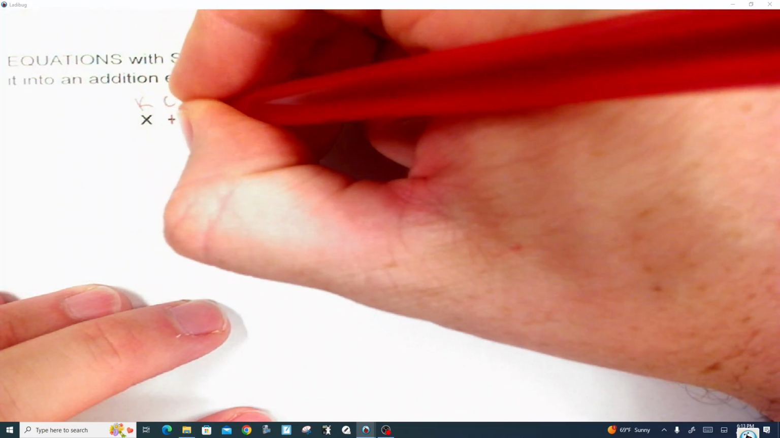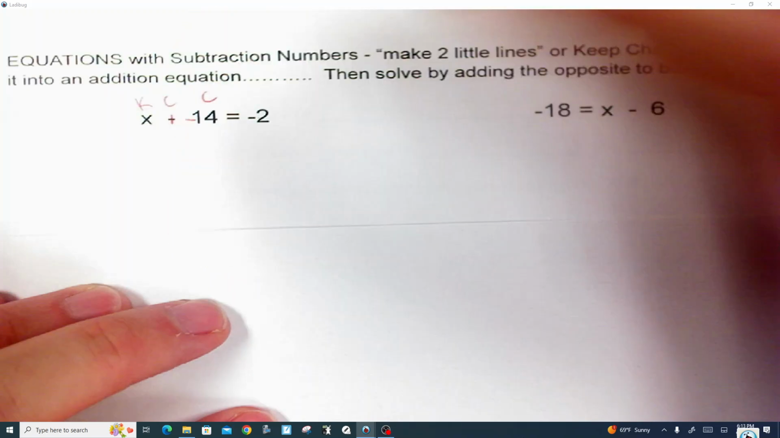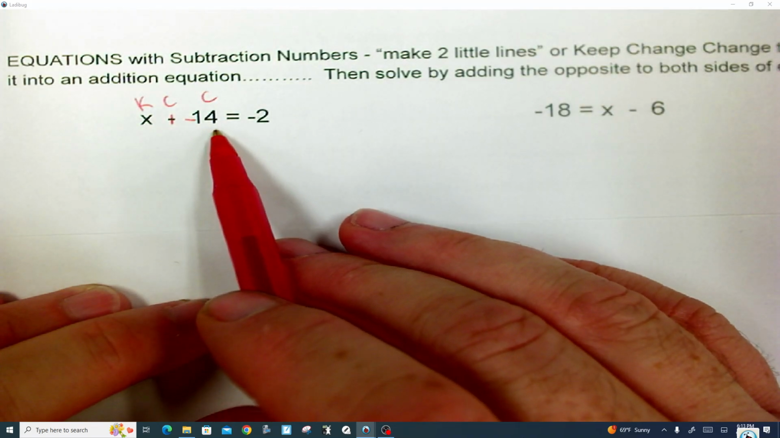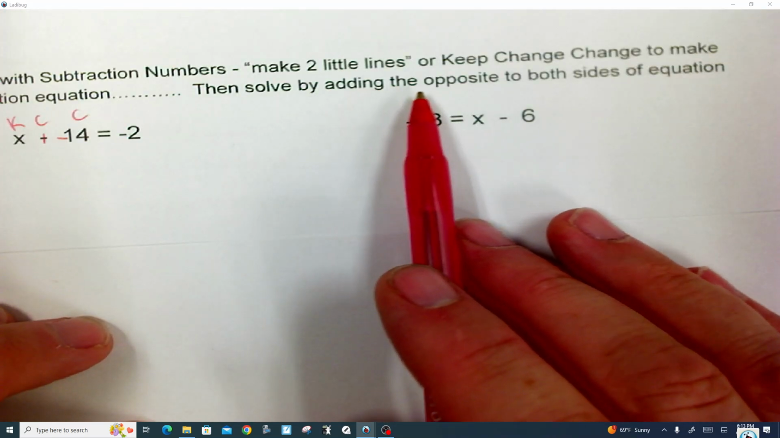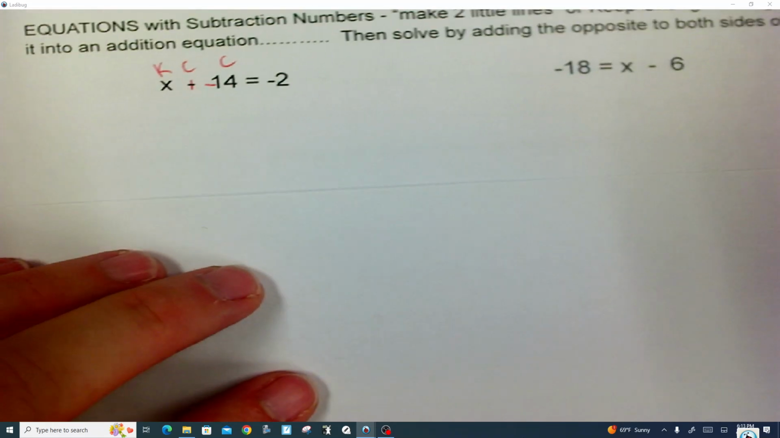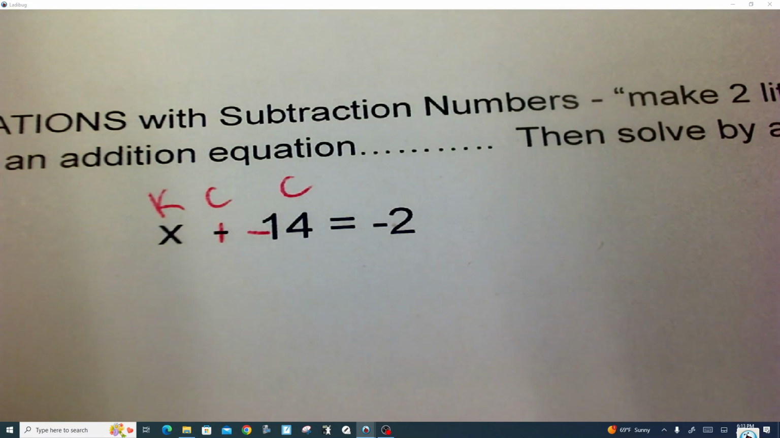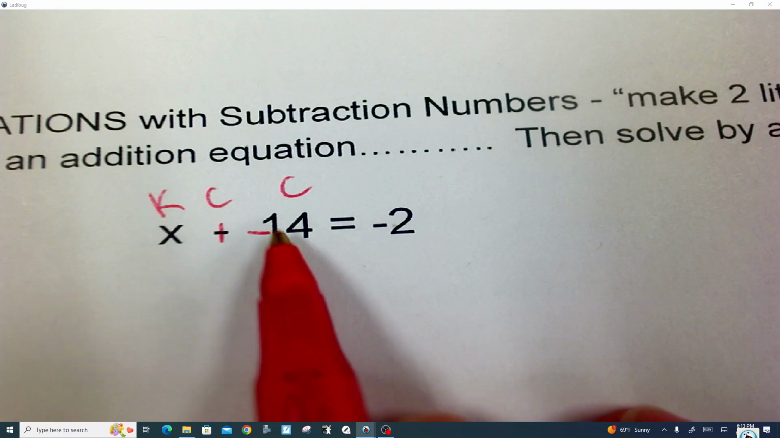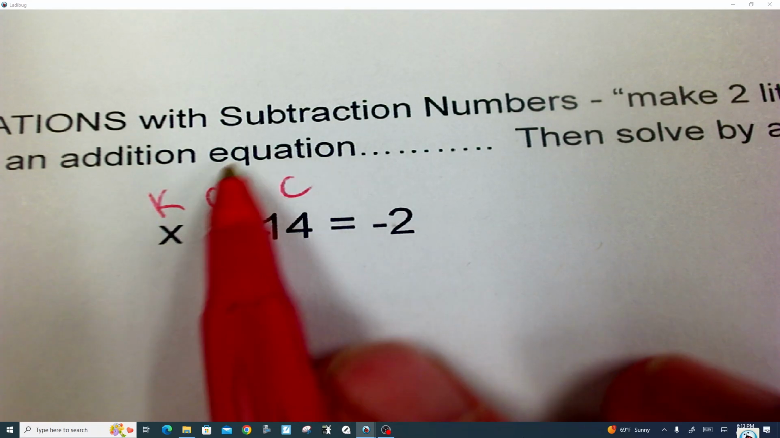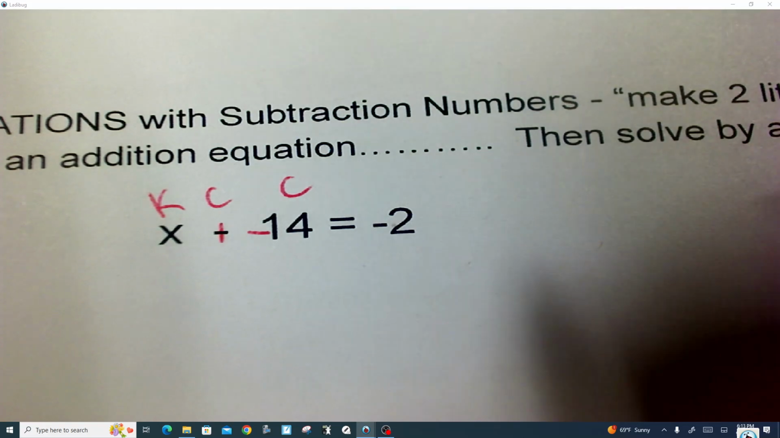You've seen it over and over and over again where we were working with adding and subtracting integers, right? So that becomes x plus negative 14. So now treat this, solve by adding the opposite to both sides of the equation. We're allowed to turn any subtraction into adding the opposite, and that's what that's basically helping us do, so we know it's a true setup.